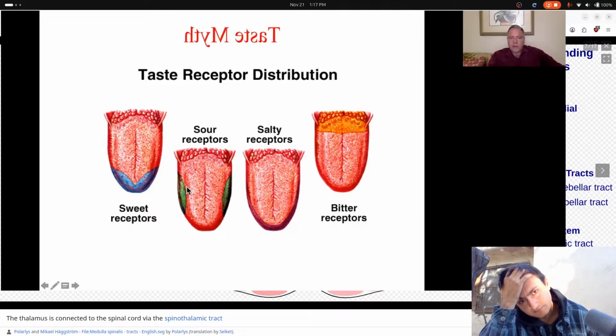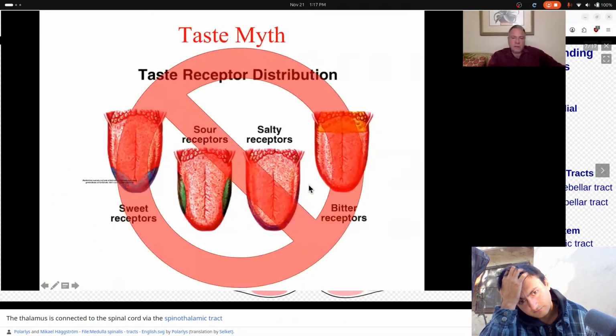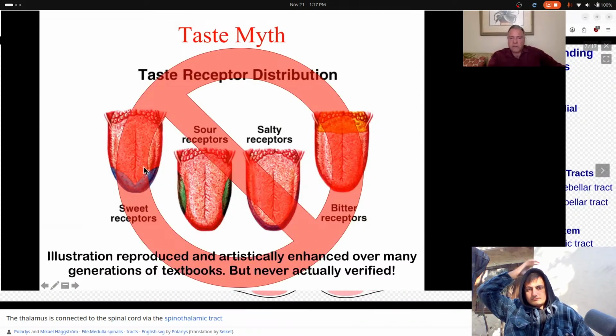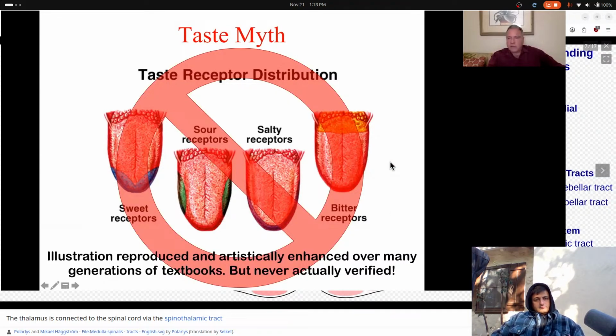But it turns out that they're not mapped out like this, that they're not evenly distributed, but they're not in these distinct regions either. Little patches of sweet, sour, salty, bitter, and meaty flavors, the fifth type of receptors. So it's another example of a textbook myth. Someone told a nice story, so people started believing it.